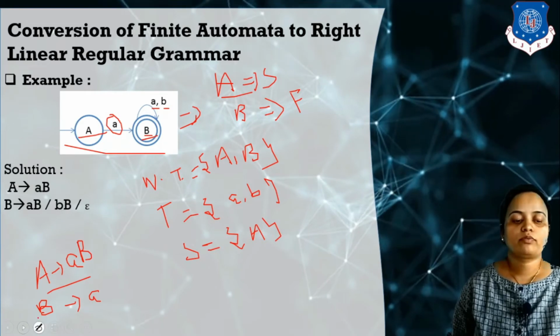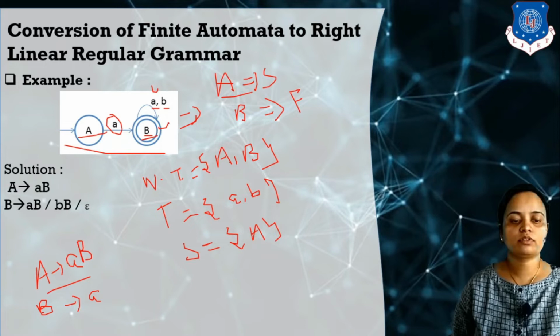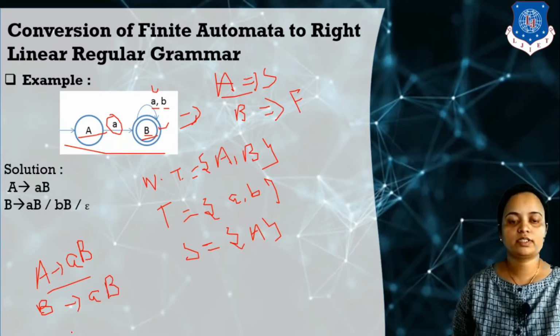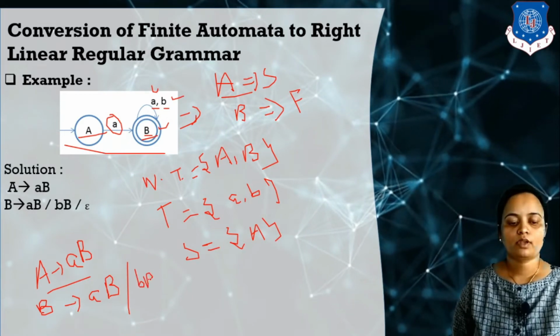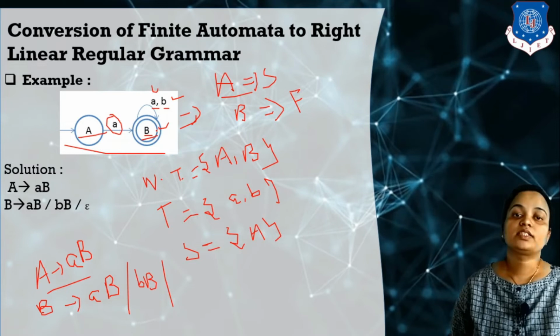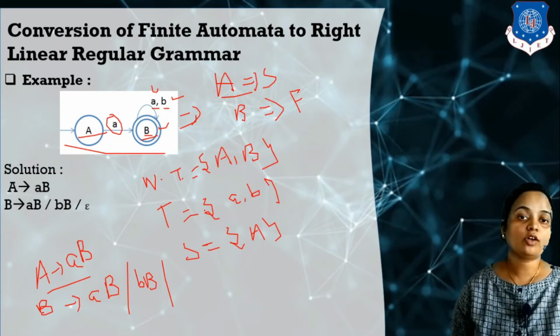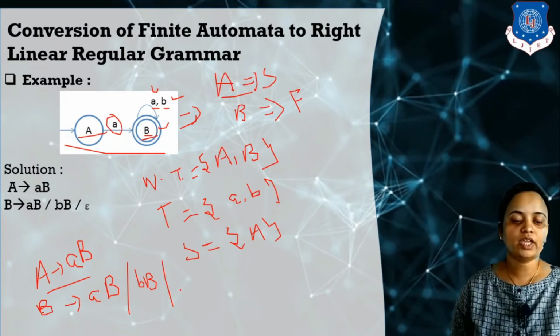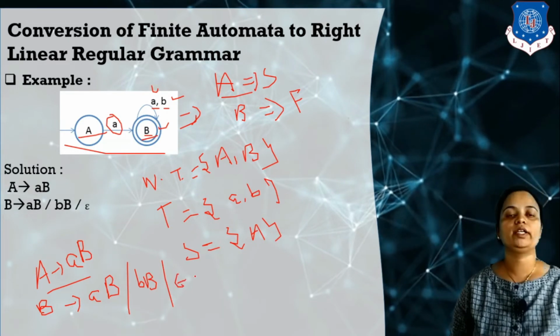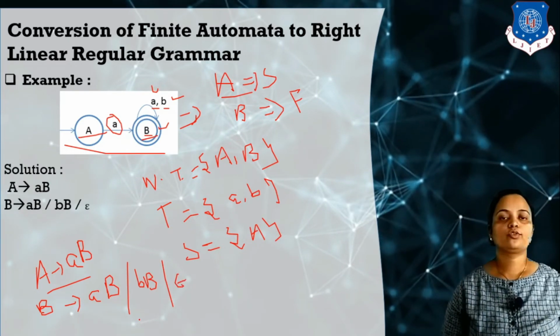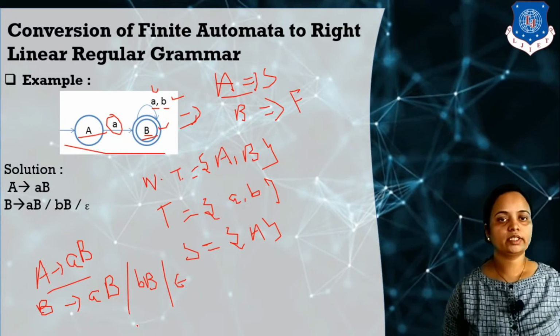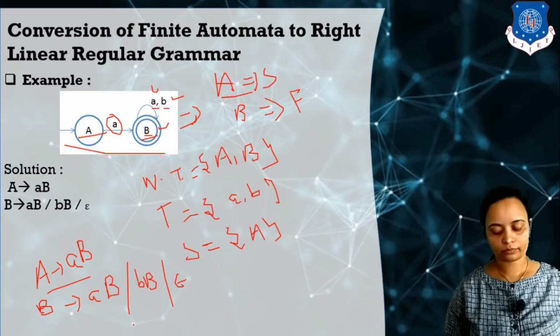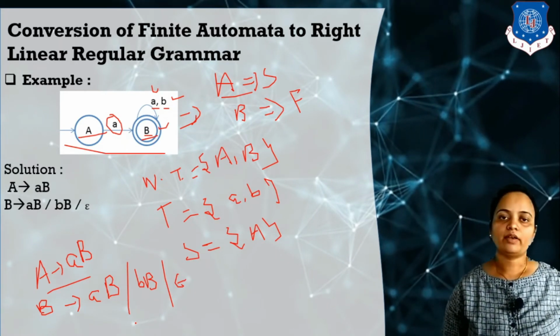From state B on a given input A, which state does it move to? B. It means that it contains a self loop. And the input B moves to the same state, B. Now remember this: the state which is a final state always contains a null production. So we have to add the null production for the final state over here. This is the way we can convert the given finite automata to the right linear grammar.